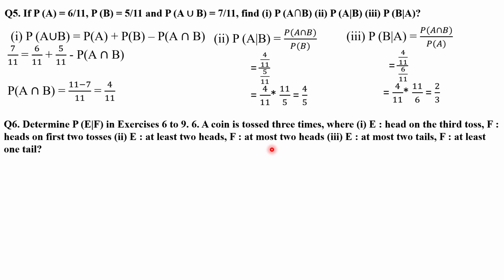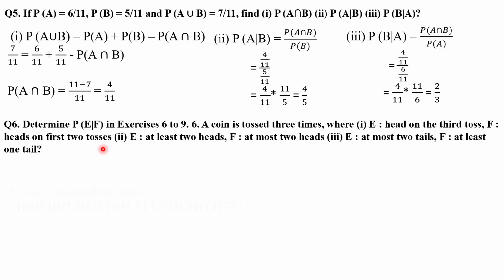Okay. So now the question is saying the coin is tossed 3 times. It means we have a coin and we are tossing that coin 3 times. Not 1, not 2. It's 3 times. Now, E is head on the third toss, F is head on the first 2 tosses. So this is the first part of the question. We need to find out probability of E given F.